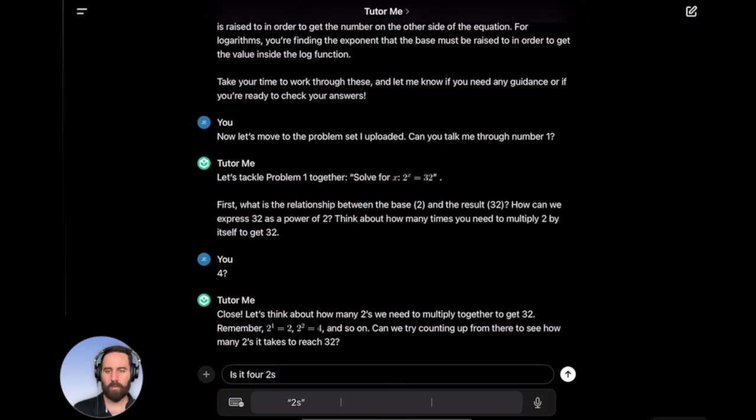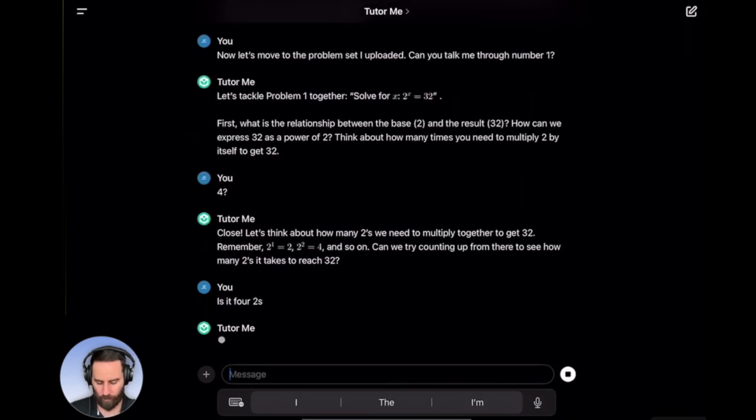2 squared. 2 times 2 is 4. That's squared. 4 times 2 is 8. That's cubed. 16. 32. So it should be 4. Takes 4 2's.